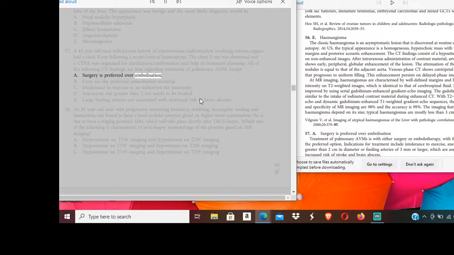A. Surgery is preferred over embolization. B. Coils are the preferred embolization material. C. Intolerance to exercise is an indication for treatment. D. Aneurysm size greater than 2 cm needs to be treated. E. Large feeding arteries are associated with increased risk of brain abscess.